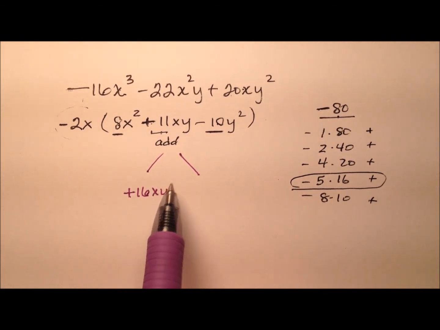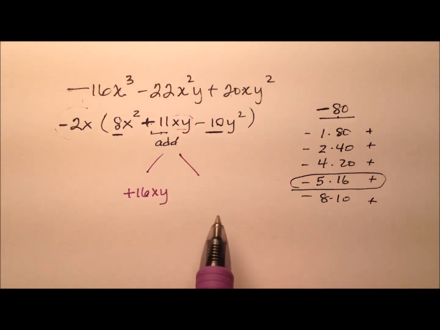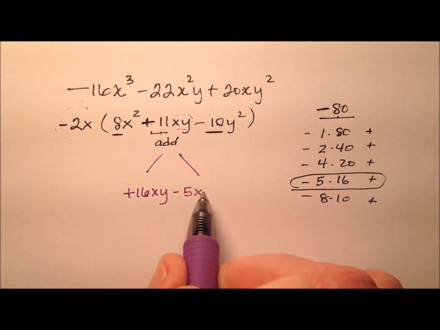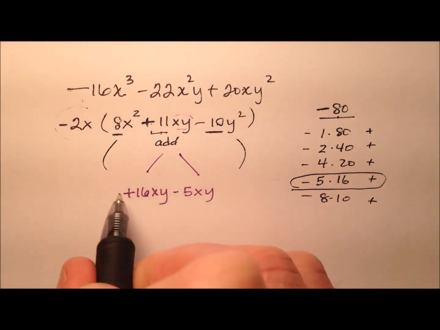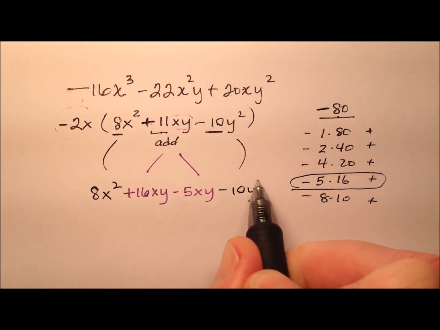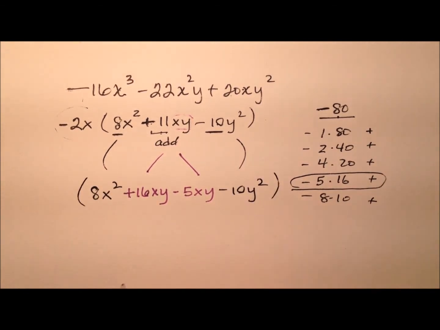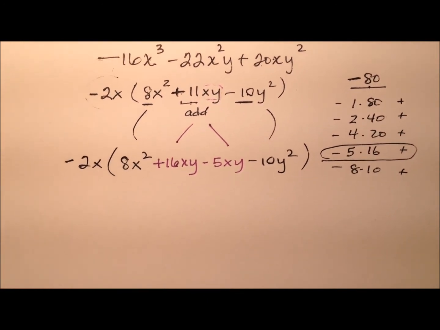16xy. And the xy has to come along because they have to be like terms. And then minus 5xy. Then what I can do here is just bring down these other two terms. They're just going to come along for the ride. And we still, of course, have our greatest common factor of negative 2x out there.